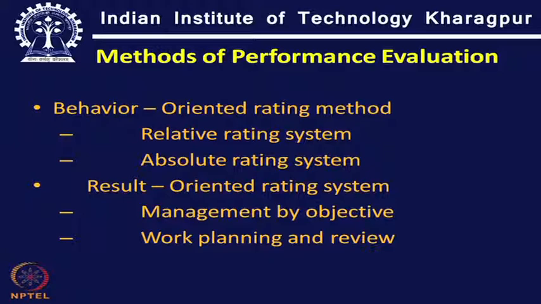The behavior oriented rating method again has two subdivisions, the relative rating method and the absolute rating method. And the result oriented rating method is classified under two headings, management by objectives and work planning and review. Here, we will slowly move through each of these types of methods of performance evaluation and try to find out what the positives and negatives of each of these methods are.